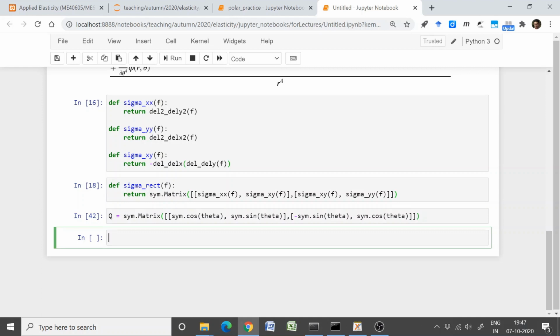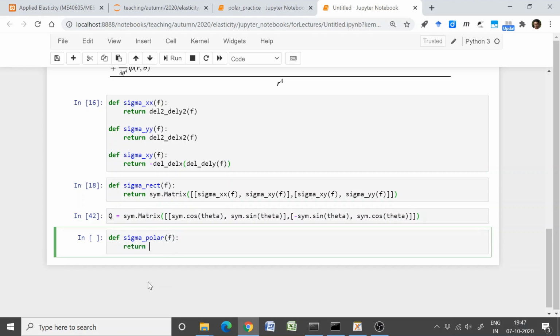All right. So using this Q matrix, we can now define the sigma polar. The sigma polar is equal to, we'll set it up like a definition as before. Sigma polar of f, we return it. So this is the expression which we had written up in our writing app: q times sigma rectangular of f times q dot t. So this q dot t is basically telling Symbolic Python to do the transpose.